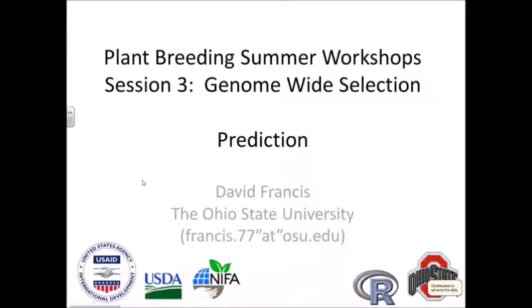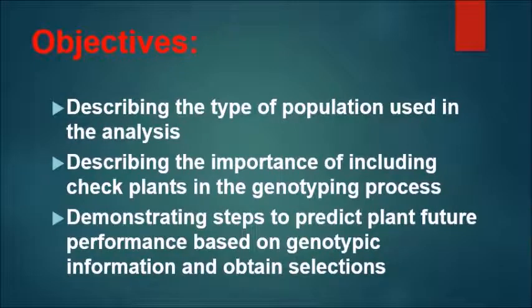In this video, Dr. David Francis from The Ohio State University talks about prediction using genome-wide selection models. He begins by talking about the population being used in the analysis. This topic was discussed in detail in the previous lecture, which you can click the link at the bottom of the screen. Then, he talks about the importance of including checks to genotype. And finally, how to predict individual future performance based on only the genotypic data and obtain selections using our software.